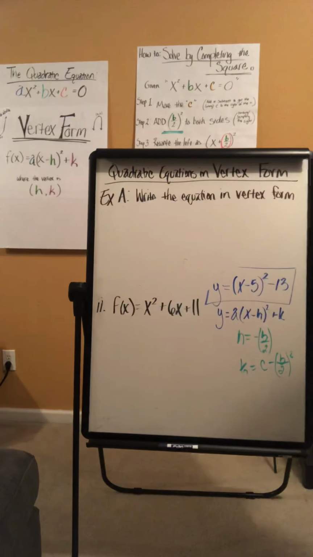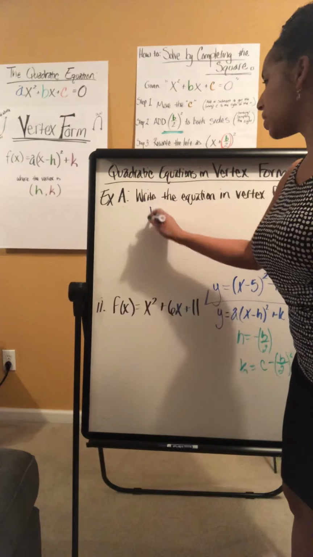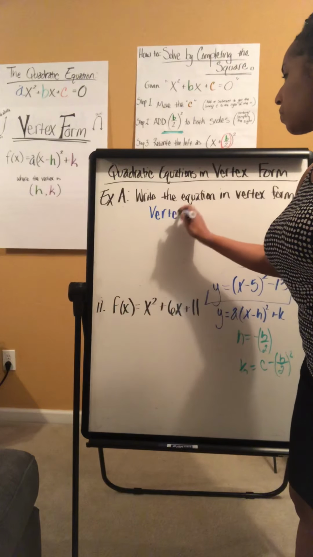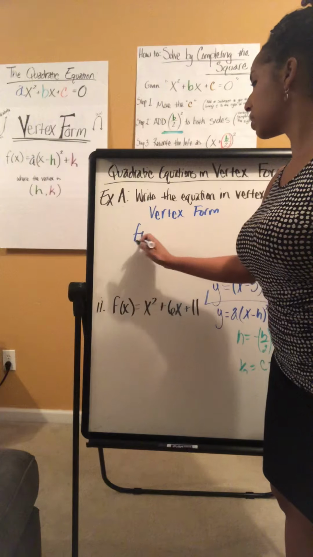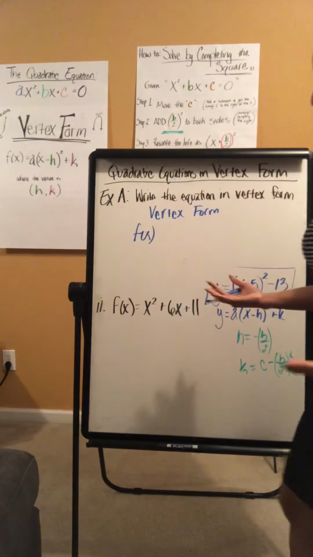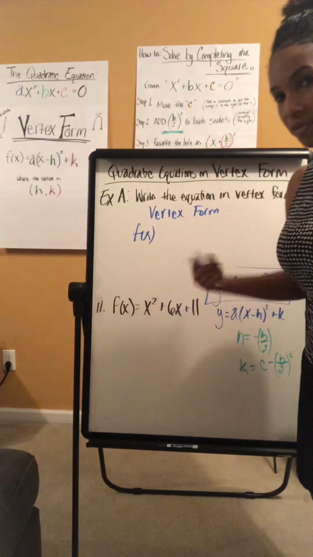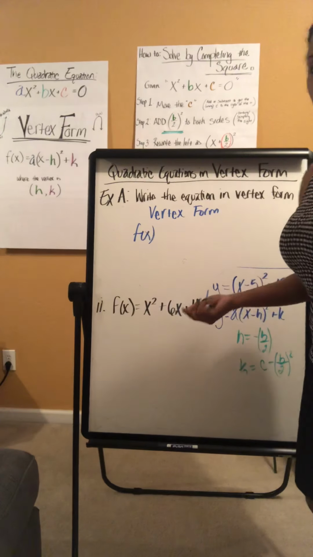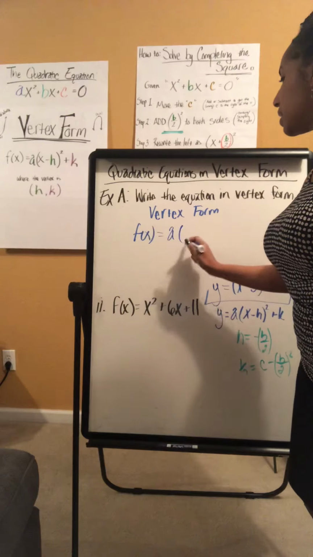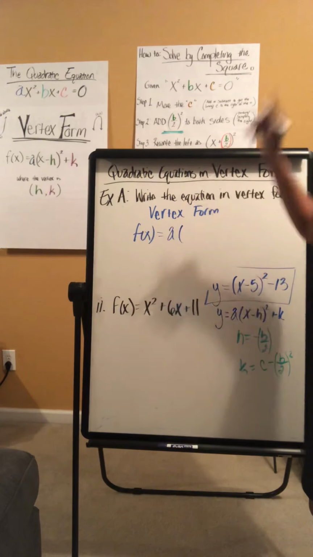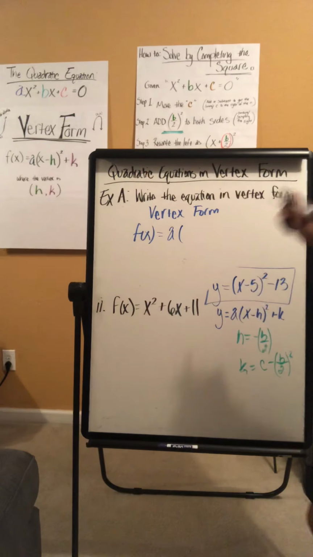Okay, so what I am saying is for my vertex form, I could have f of x or y, whichever we want to use. If they give us function notation, then we give function notation back. But if they wrote it with a y, then we get the answer with a y. A, and yes, this a is actually the same a that's in the ax squared plus bx plus c.